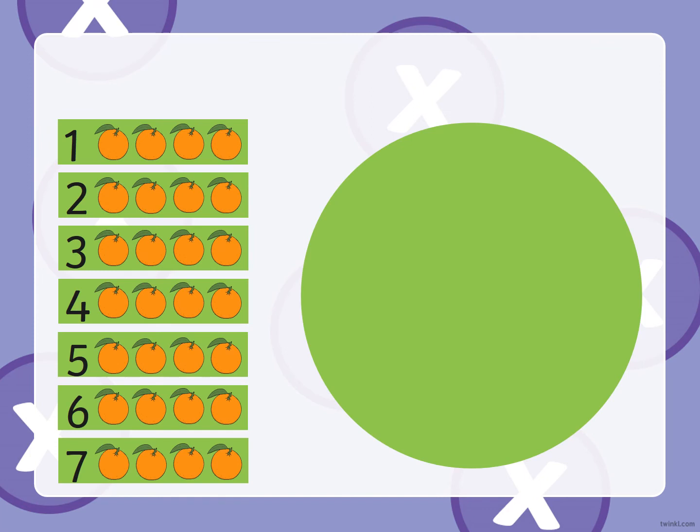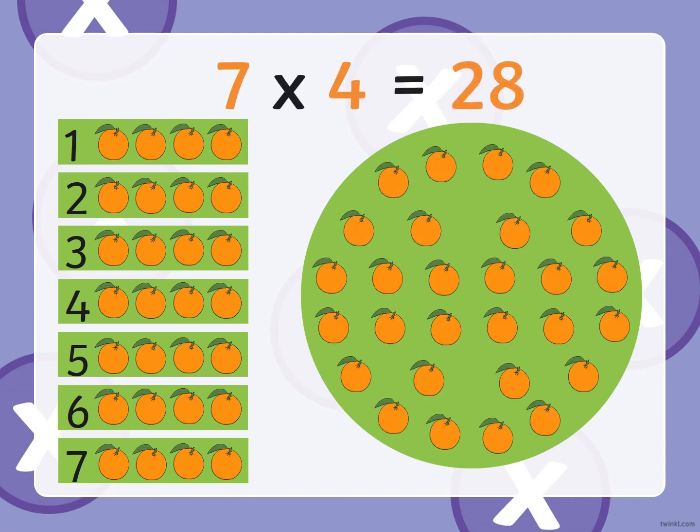Okay, finishing off with the apples or oranges, I think they're oranges. We have 7 groups, 4 in each group, 7 times 4, and we end up with 20.